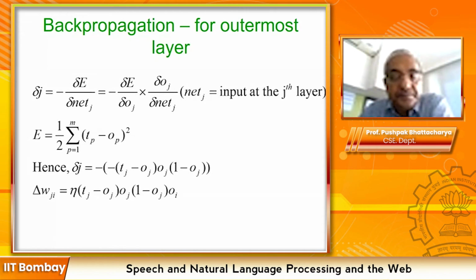So this error is summing over patterns or number of neurons?